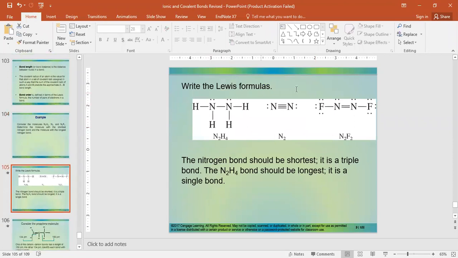If you look at the Lewis structures or the Lewis formula of the three compounds that we have, we can say that the nitrogen bond should be shortest because this nitrogen bond here has a triple bond, while it is followed by the nitrogen double bond here. So these nitrogen single bonds are actually the longest.